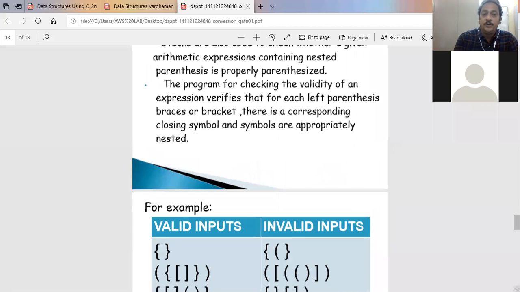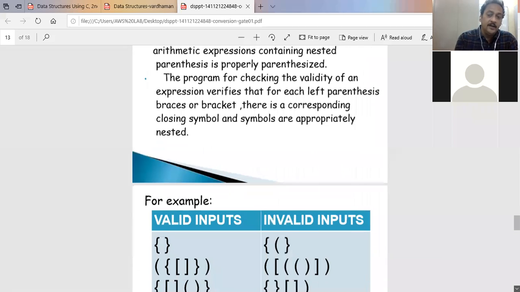So we input the parentheses. If you encounter a left parenthesis, you add it to the stack. If you encounter a right parenthesis, then remove the matching left parenthesis from the stack. We have already practiced that when we converted infix to postfix.